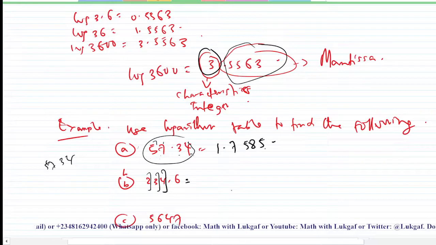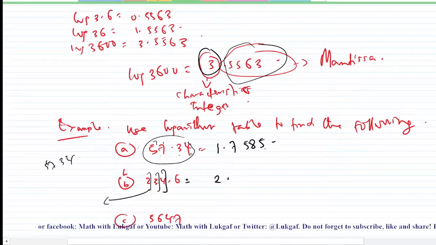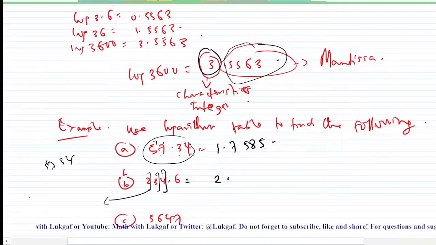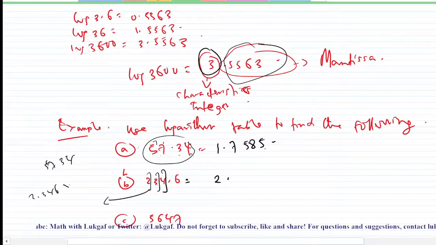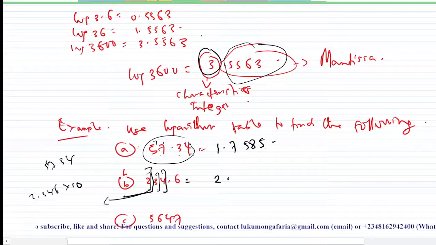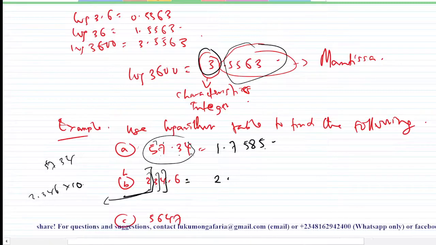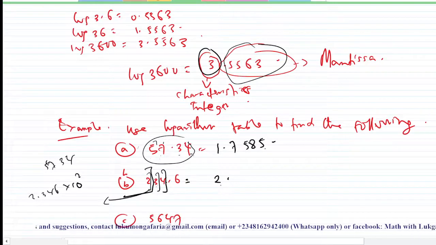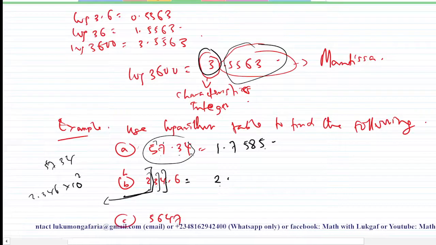Remember, another method you can use is to convert this number to standard form. That will give me 2.346 multiplied by 10 raised to a power. Don't forget, I told you to remove the first number and count the number of digits after it. 1, 2. That is 2. You understand? That's how you obtain your characteristics part, or the integer part.